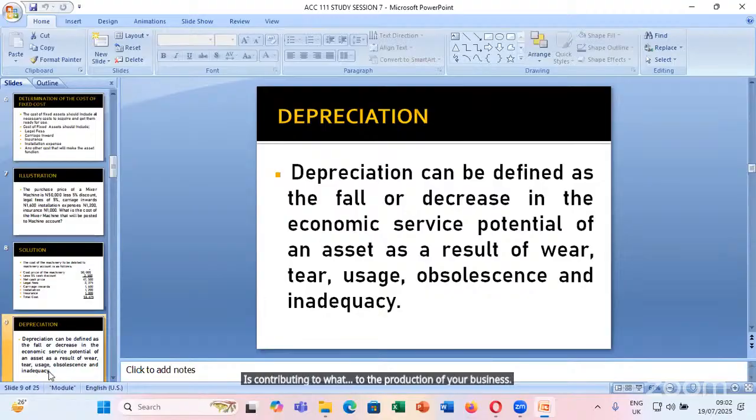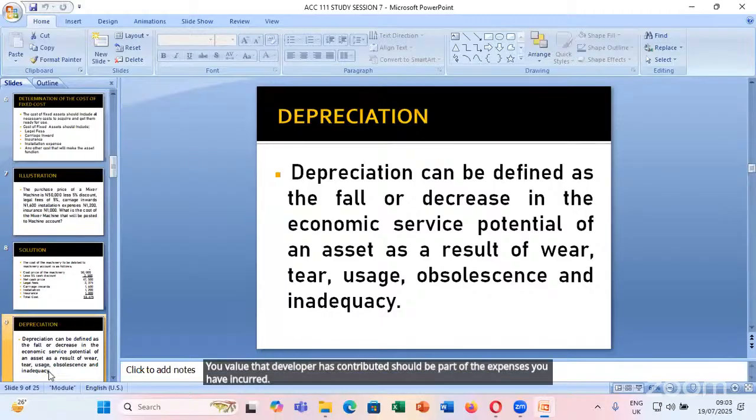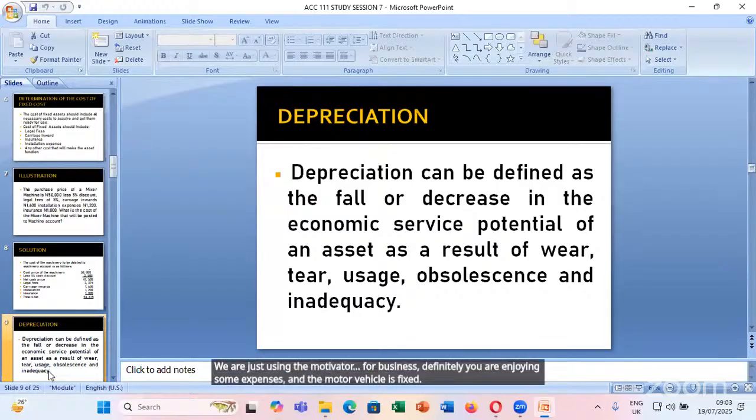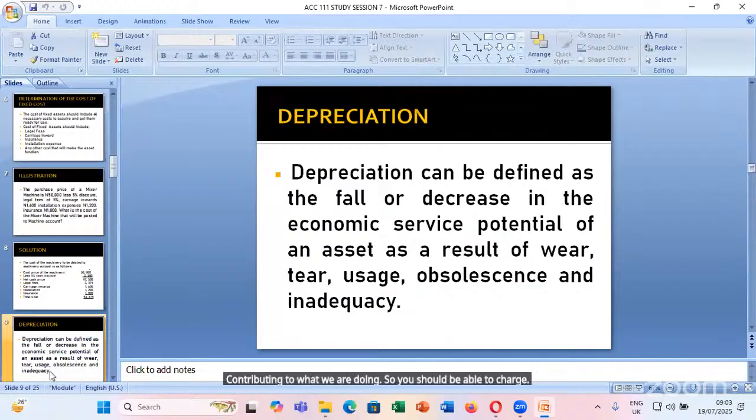So if you are not charging anything as a result of the value the motor vehicle is giving you, then your financial report is not fair enough, because you'll be under-reporting your financial position. The value that the vehicle has contributed should be part of the expenses you have incurred. You are using the motor vehicle for business, definitely you are incurring some expenses, and the motor vehicle is still contributing to what you are doing. So you should be able to charge depreciation as your expenses. Is that clear, everybody? Do you understand what I've just explained?